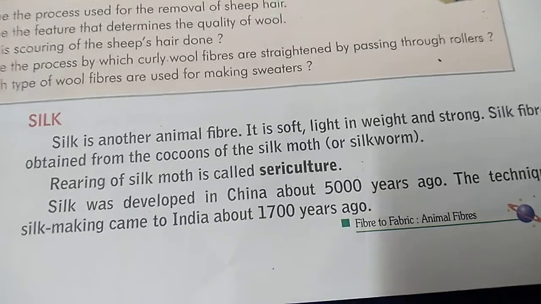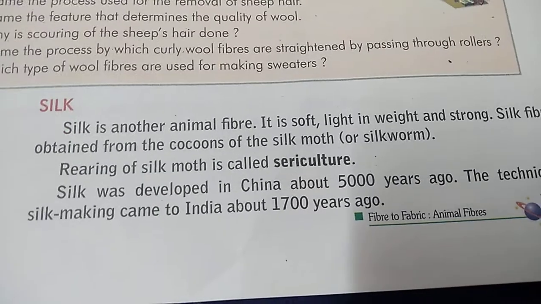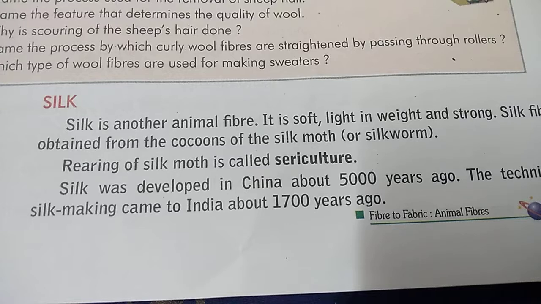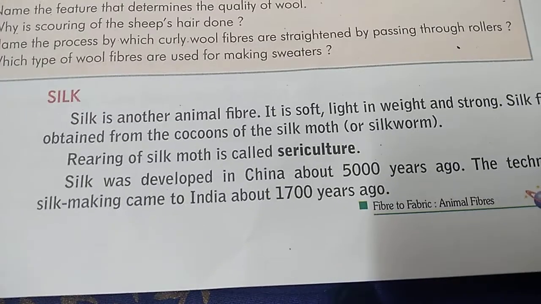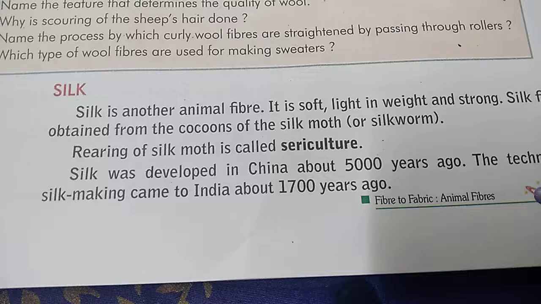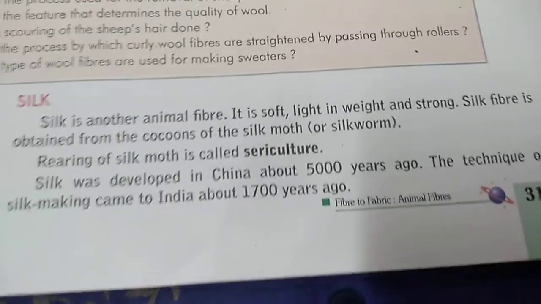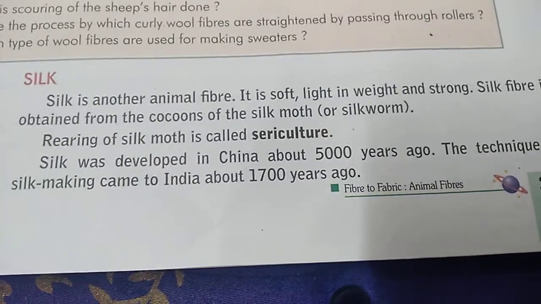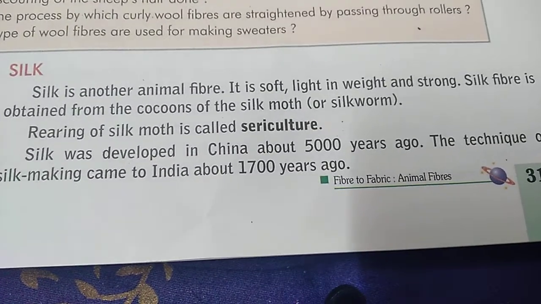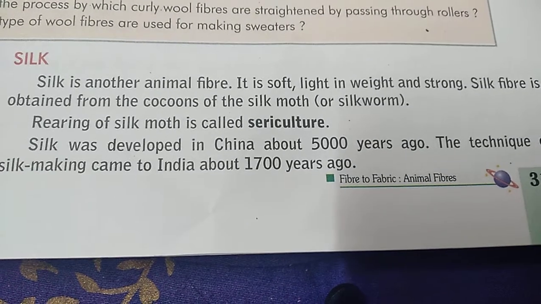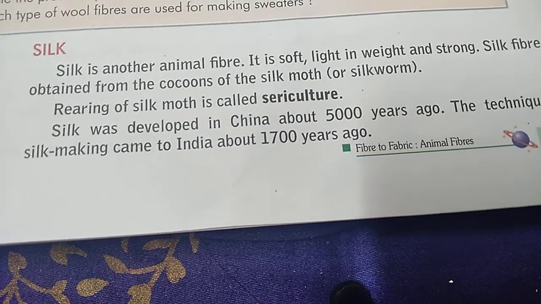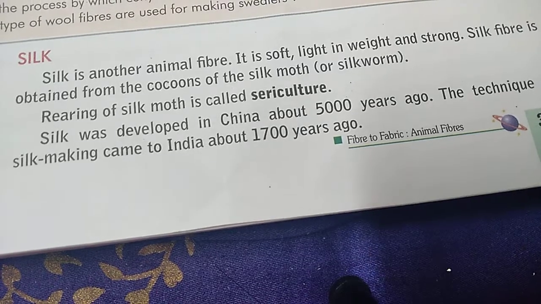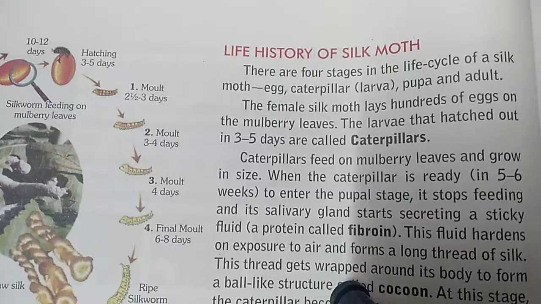Silk is one more important animal fiber that we get from silkworm. Rearing of silkworm or silk moth is called sericulture. The quality of silk is very good. It is a soft, light in weight and strong fiber. It was first developed in China. Later on it came to India around 1700 years ago.